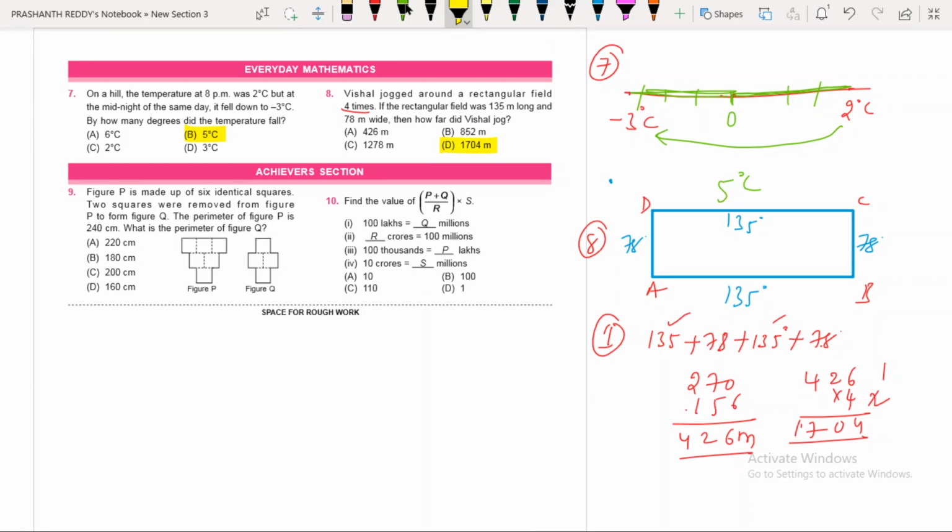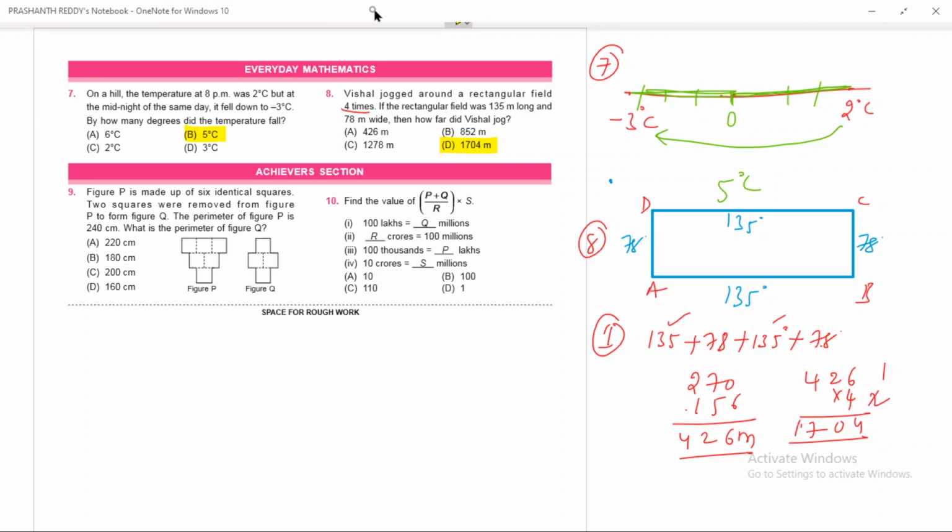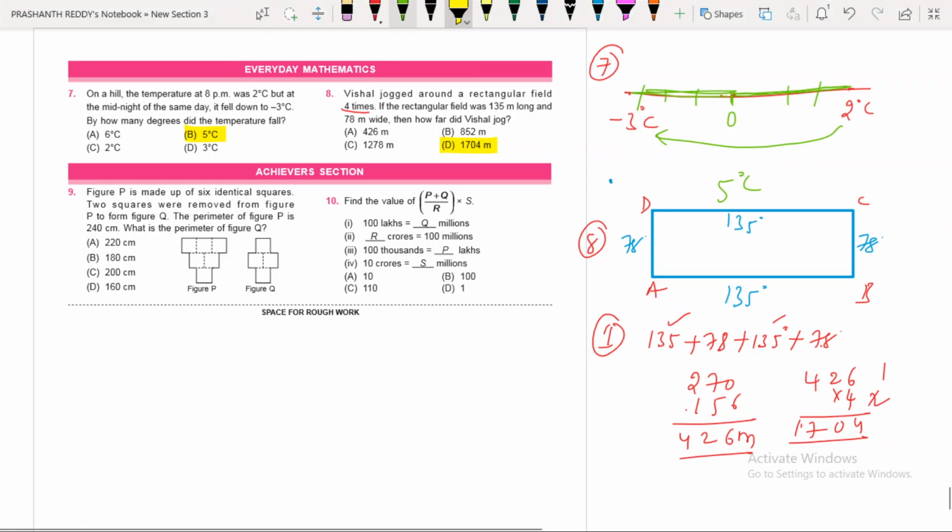So children, till now we finished a total of how many sections? 3 sections as per the given sample question paper. Now we are going to focus on one more section, that is the achiever section. In the achiever section we have 2 questions. In our examination, the achiever section has more marks when compared to the remaining 3 sections. Once observe here, question number 9 we will see.